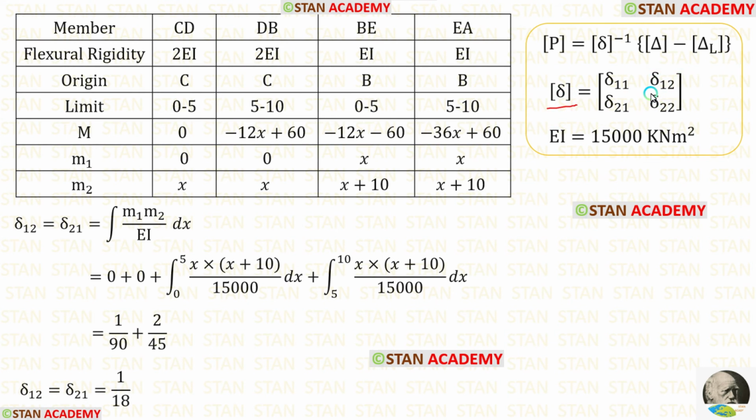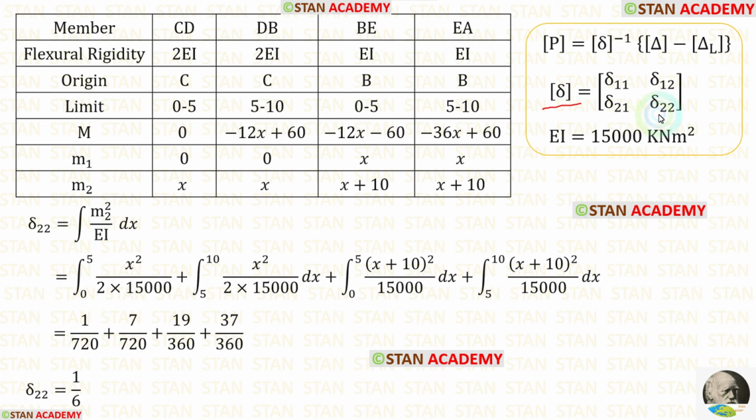In the flexibility matrix, now let us find delta 1,2 and delta 2,1. Both of them have the same formula, integration of m1 m2 upon EI dx. For CD and DB, the value of m1 is 0, so no need to make the integration. From BE and EA, let us apply the values of m1 and m2. After the calculation, we are getting delta 1,2 and delta 2,1, which is equal to 1 upon 18.